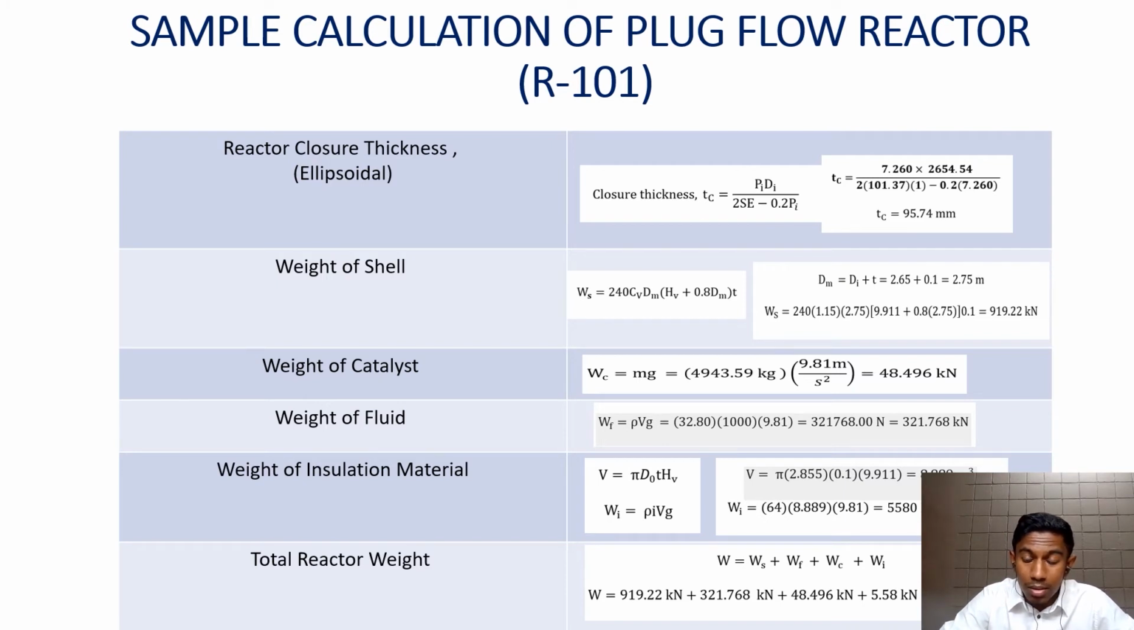For the insulation material, we used fiberglass because it has very good insulation properties, and is very suitable for the hydroheating process that takes place in our plug flow reactor, which is an exothermic process that releases a lot of heat. So the insulation material is very important. The insulation material weight that we got was 5.58 kilonewton, and the total reactor weight is the sum of the weight of the shell, weight of the catalyst, weight of the fluid, and also weight of the insulation material. As you can see, we just sum it all up, and the final total weight of the reactor which we get is 125 kilonewton.